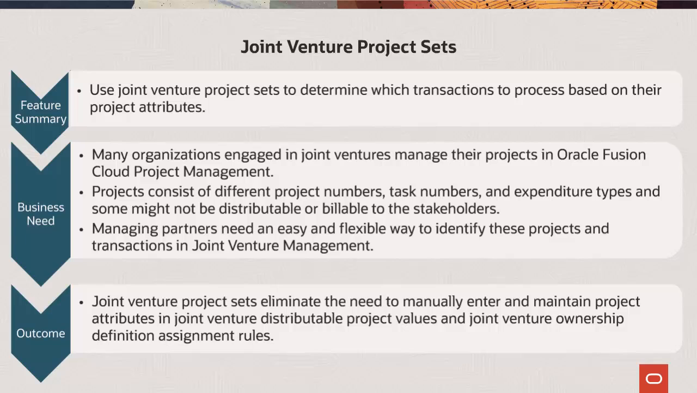The projects consist of different project numbers, task numbers, and expenditure types, and some might not be distributable or billable to the stakeholders. Managing partners need an easy and flexible way to identify these projects and transactions in joint venture management. Joint venture project sets eliminate the need to manually enter and maintain project attributes in joint venture distributable project values and joint venture ownership definition assignment rules. The following demo will show how you can use joint venture project sets to enhance your business.